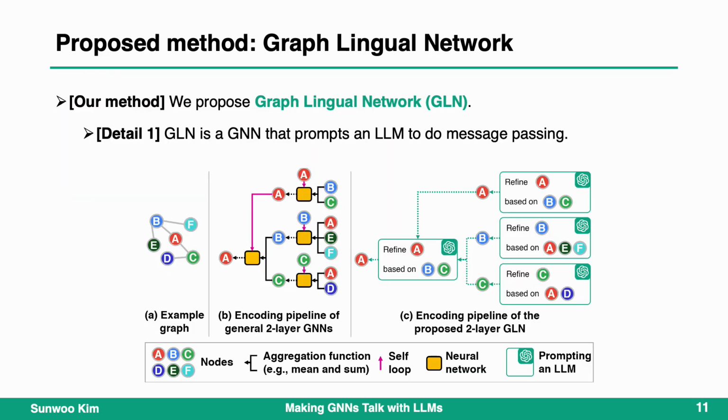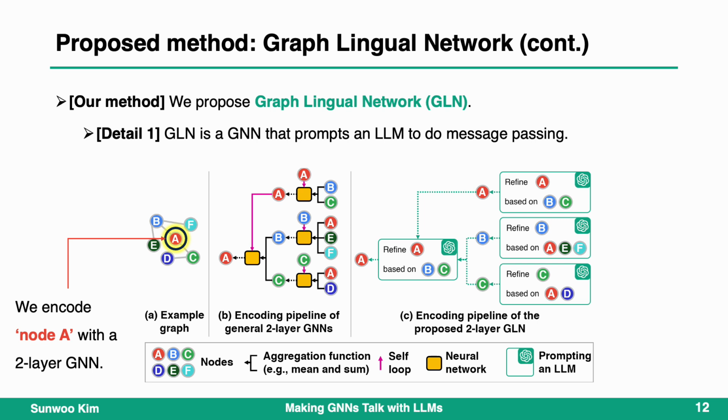Based on this intuition, we propose Graph Lingual Network, in short GLN. It is a GNN that prompts an LLM to perform message passing. We describe the encoding process of GLN through an example. Let's focus on obtaining the representation of red-colored node A in this example with a two-layer GNN.